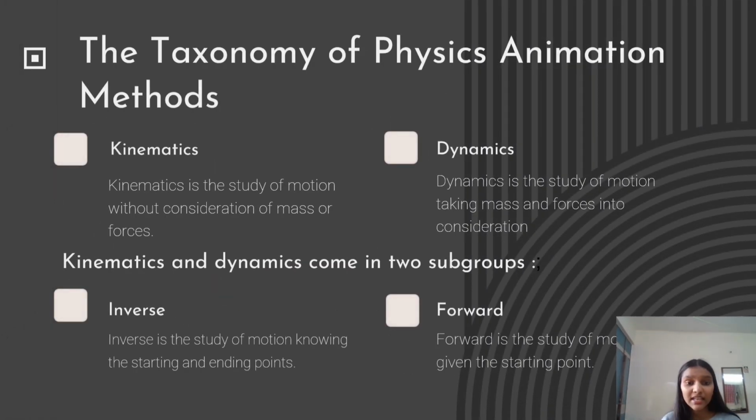Now, let's look into the taxonomy of physics-based animation methods. At the highest level, the field of physics-based animation and simulation can roughly be subdivided into two large groups: kinematics and dynamics. Kinematics is the study of motion without the consideration of mass and forces. Dynamics is the study of motion taking mass and forces into consideration. Both kinematics and dynamics come in two flavors or subgroups, that is, inverse and forward. Inverse is the study of motion knowing the starting and the ending points, while forward is the study of motion given solely the starting point.